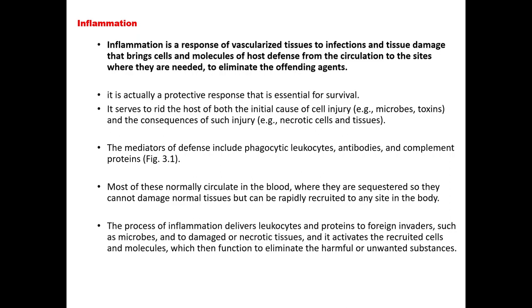The mediators of defense include phagocytic leukocytes, يعني الخلايا اللي هي included in inflammation, antibodies also, and complement proteins. All these are included in the process of inflammation. Most of these normally circulate in the blood where they are sequestrated, so they cannot damage the normal tissue, but can be rapidly recruited to any site in the body when they are needed.